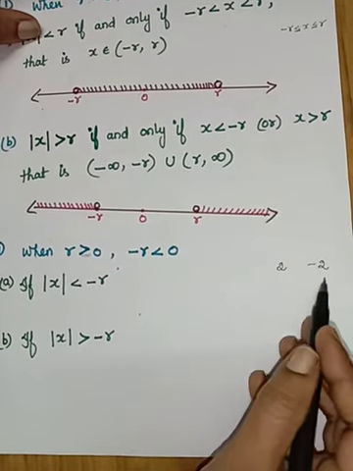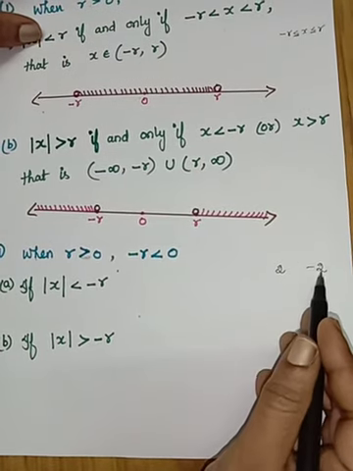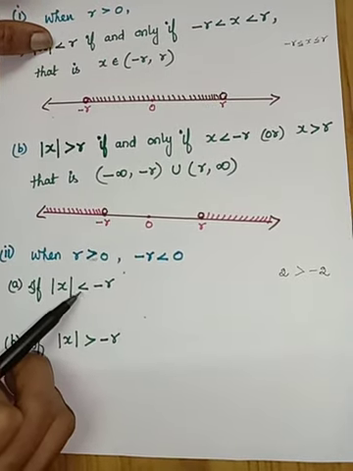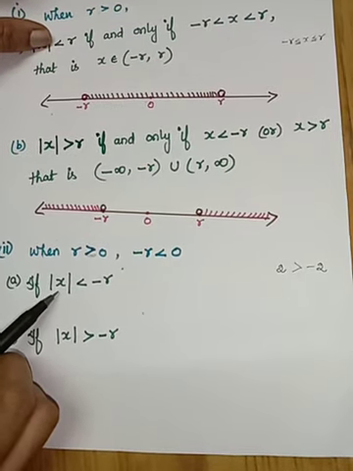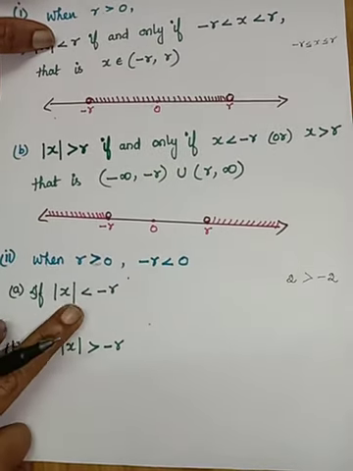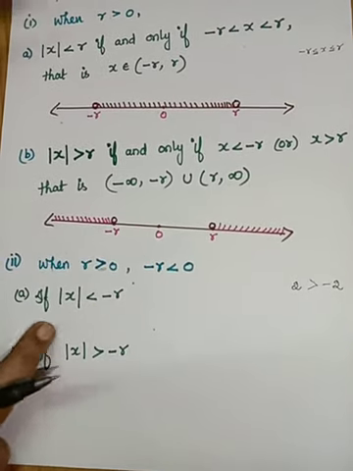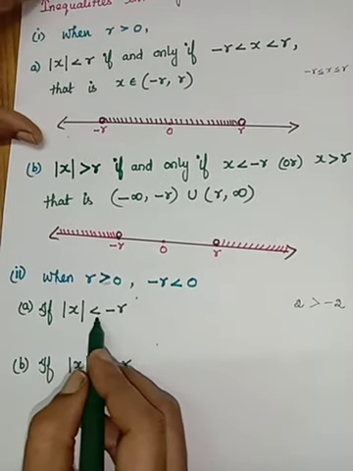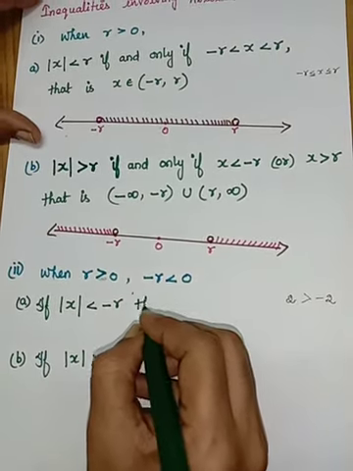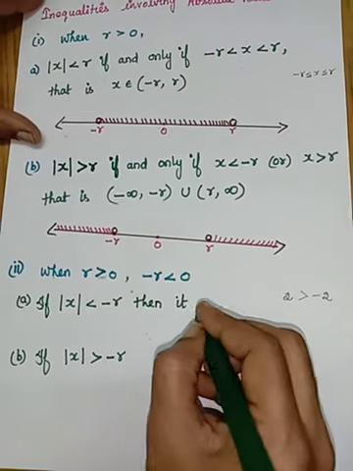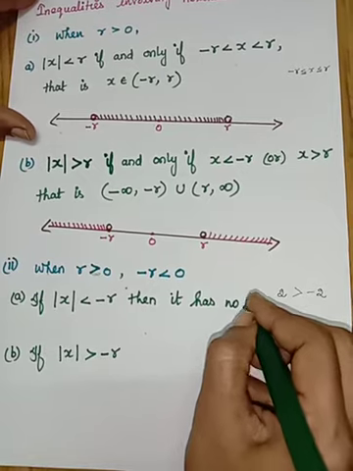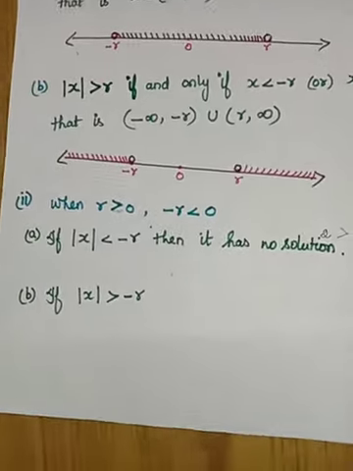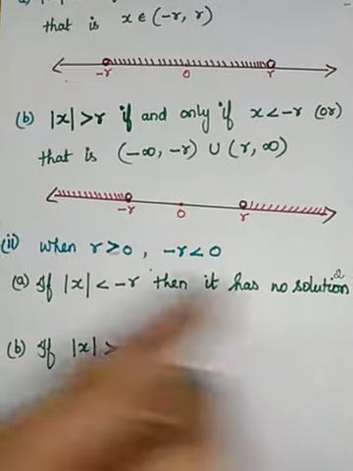So which is greater and which is smaller? 2 is greater than minus 2. So you have to use this symbol. But here what is used? Less than. So a positive number cannot be less than the negative number. So it has no solution. So if modulus of x is less than minus r, then it has no solution. Okay, see the next one. So no real number will satisfy this condition. So that is why I have written it as no solution.